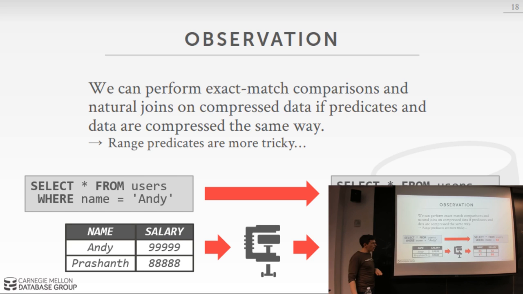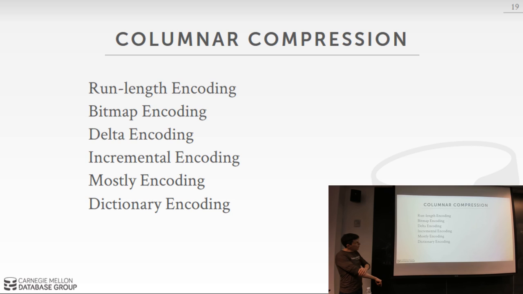All right, so there's six compression schemes I want to go through. Some of these may have come up in the context of other classes you've taken, but we describe them strictly for database systems, which is what we care about here. So we'll do run-length encoding, bitmap encoding, delta encoding, and incremental encoding. Mostly encoding is not truly compression, but we'll see why later. And then we'll finish up with dictionary encoding.